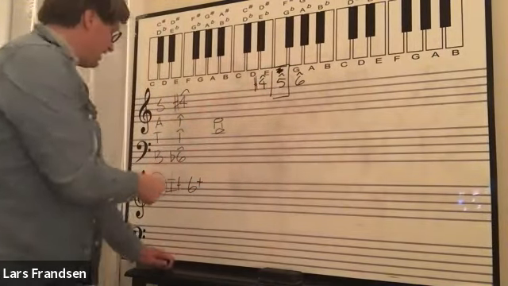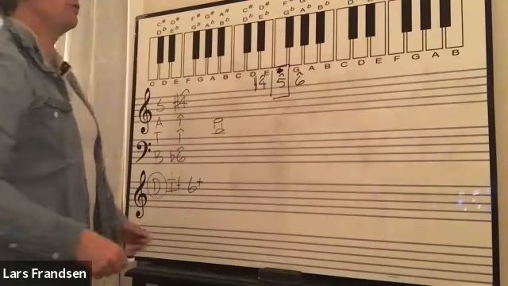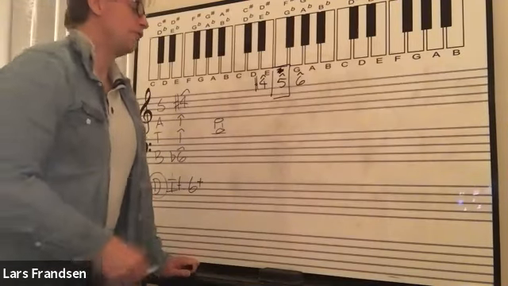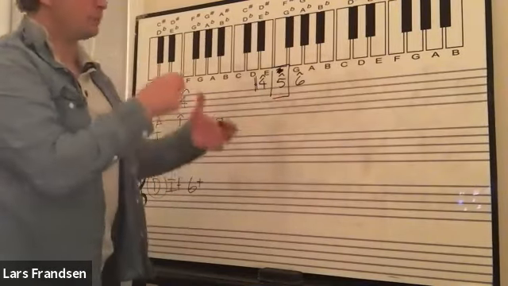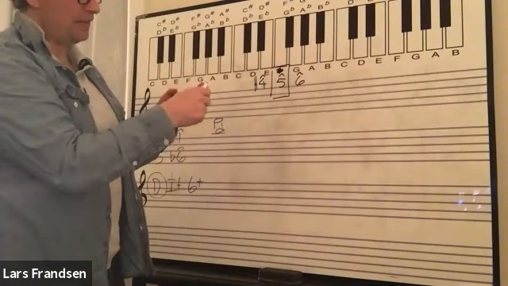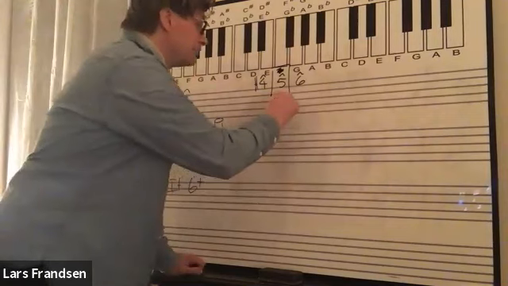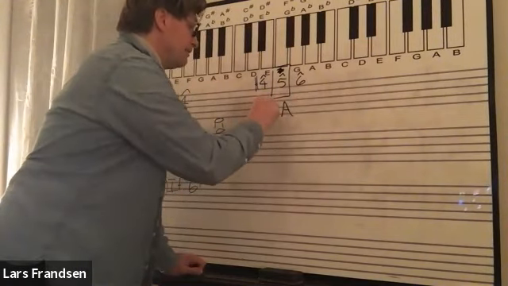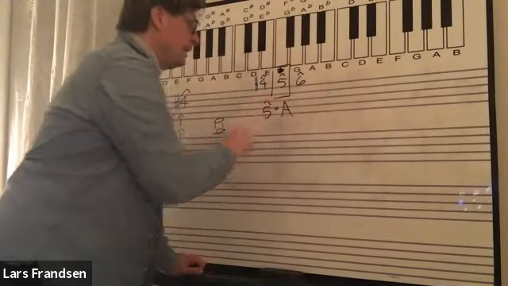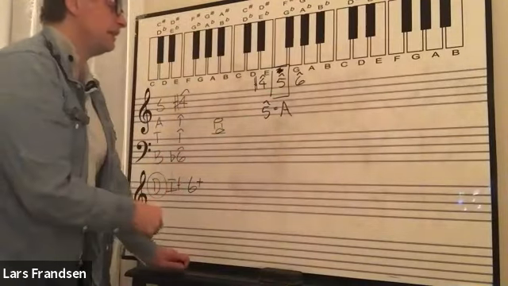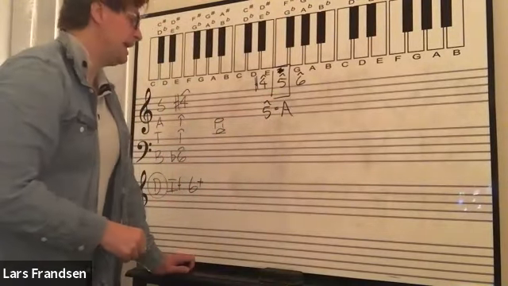To find scale degree 5 in the key of D, you simply count up 5 steps from D. So that would be D, E, F sharp, and then G, and then A. So A is scale degree 5 in this key. In the key of D, scale degree 5 is A.